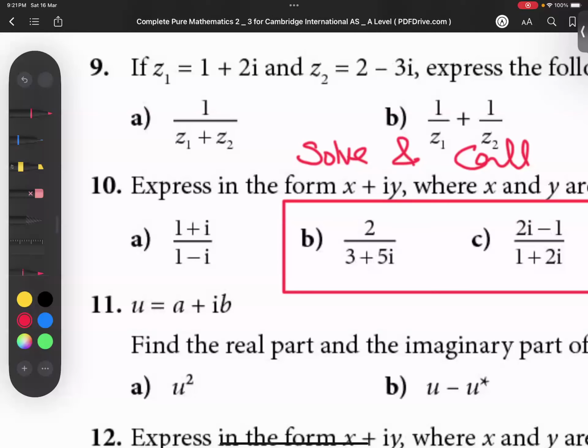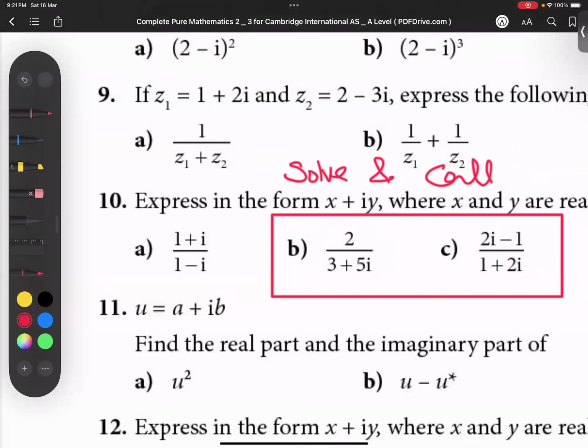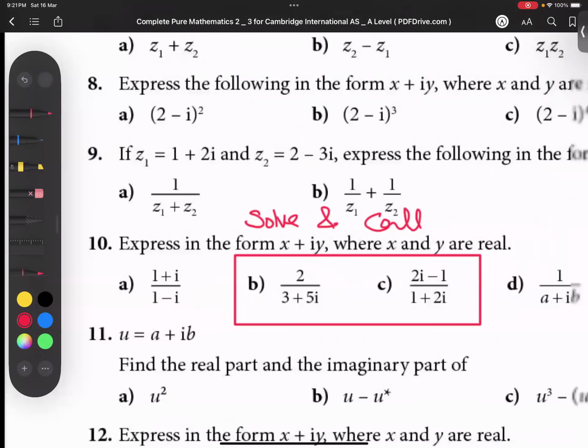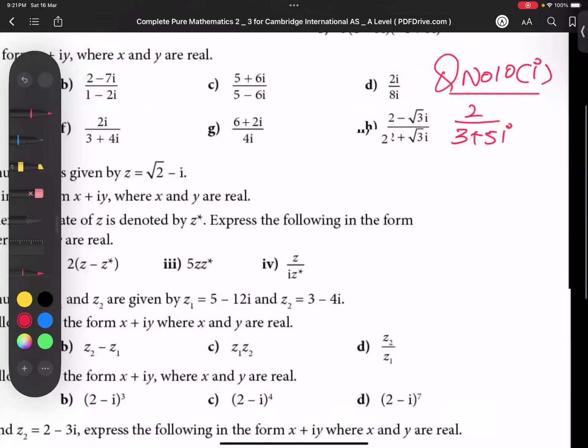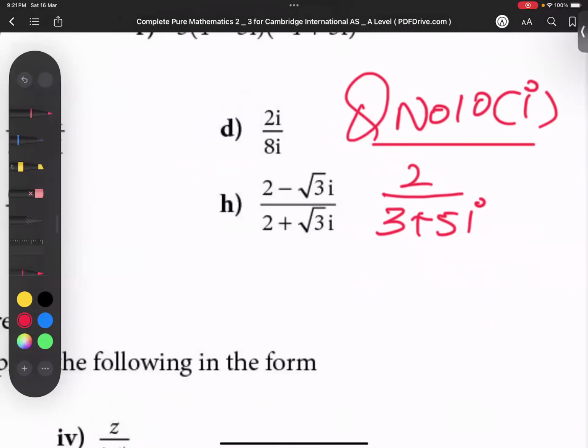Bismillah ar-Rahman ar-Rahim. This question number 10, B and C, I have given to solve, and I'm starting now. So all of you get ready. Question number 10, A part and B and C part. This is B part.